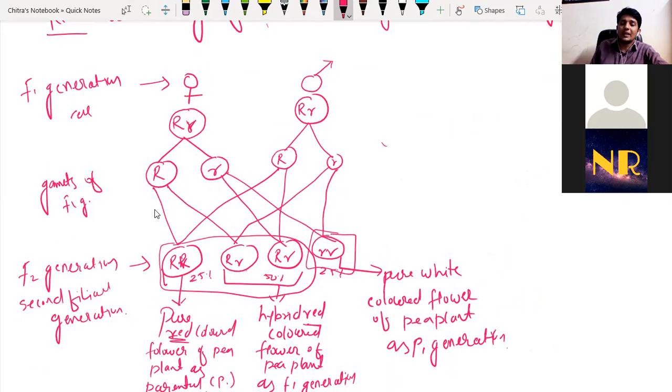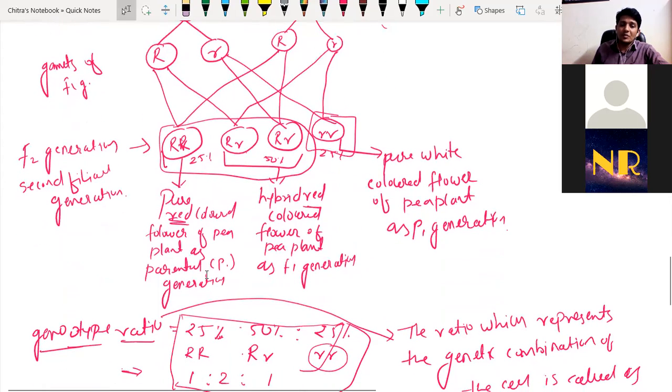So they form two different types of gametes because their cells contain two different types of chromosome, one for red and another for white. One gamete contains capital R and another contains small r, the same in the female plant. When capital R fuses with capital R, it forms capital R capital R, the pure red colored, similar to the P1 generation plant.